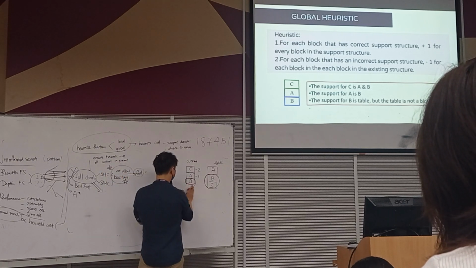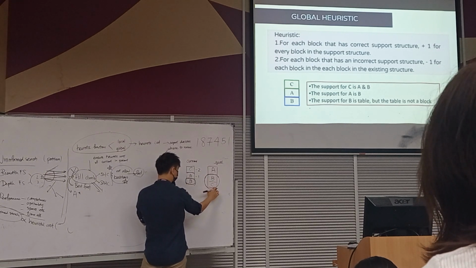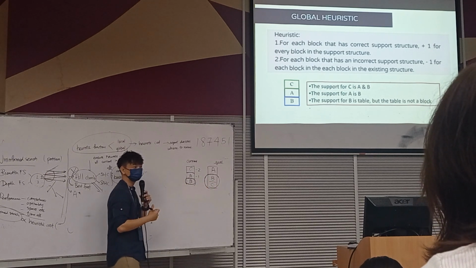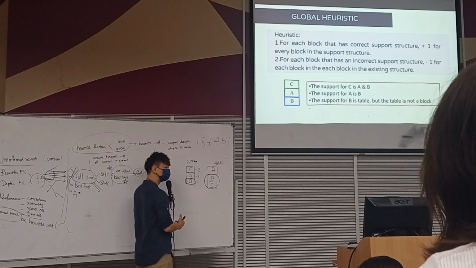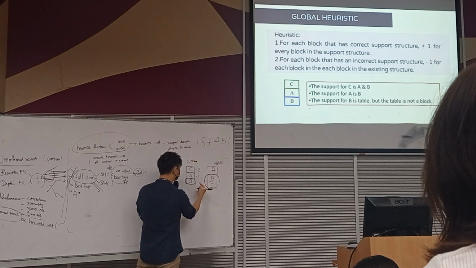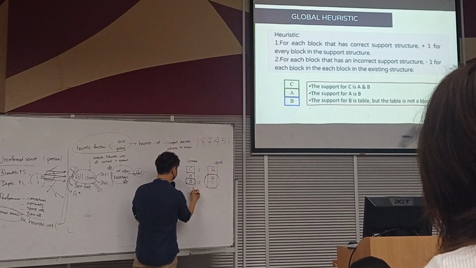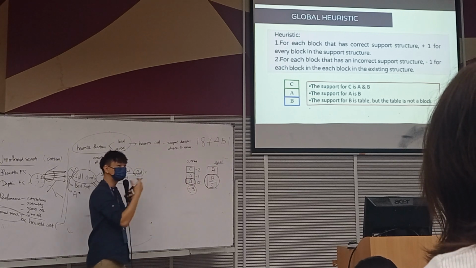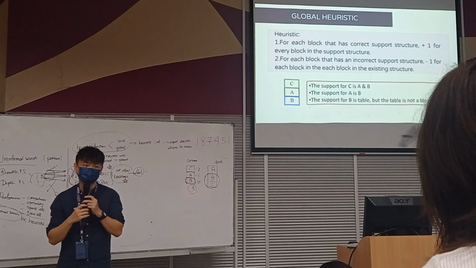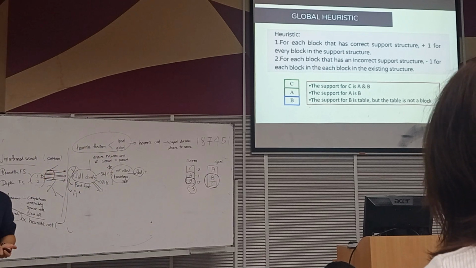Okay, last one, B. B is supported by nothing in the goal. But B is supported by C here. So is it true or wrong? Negative. So how many blocks support B? 0. So negative 0, you will get 0. So you will get negative 3 here. This is the heuristic cost generated by this global heuristic function.